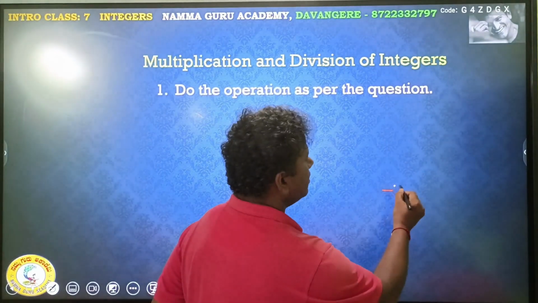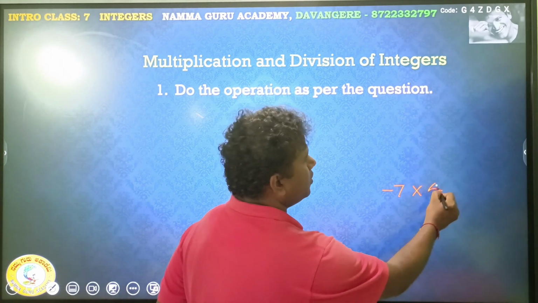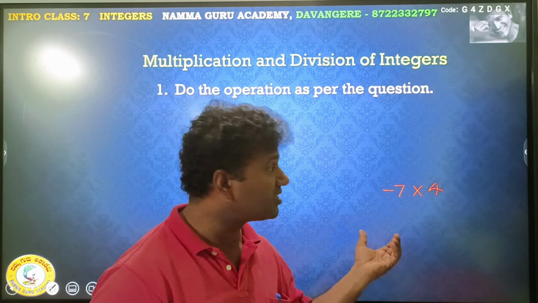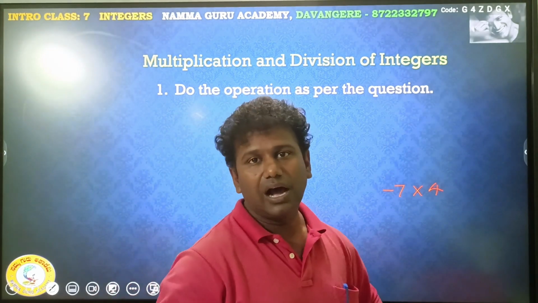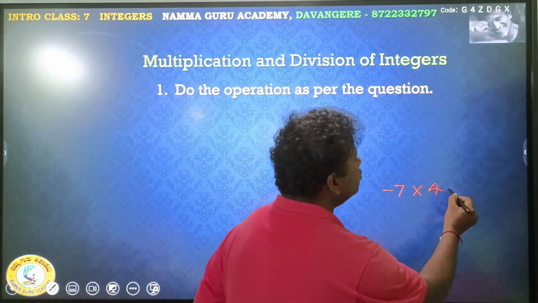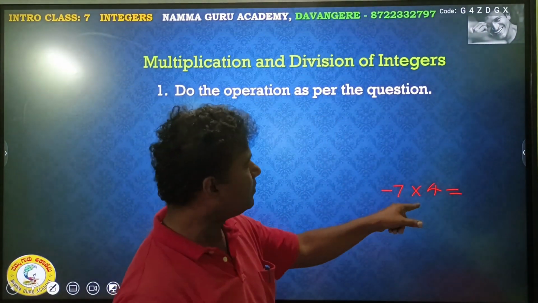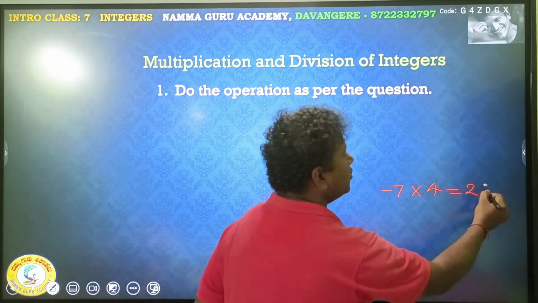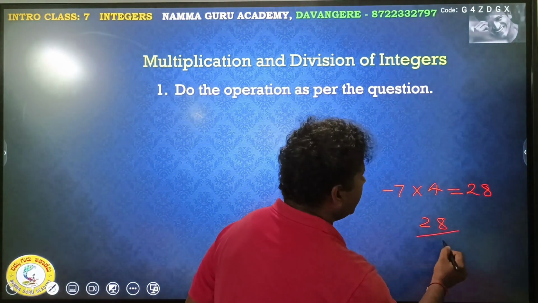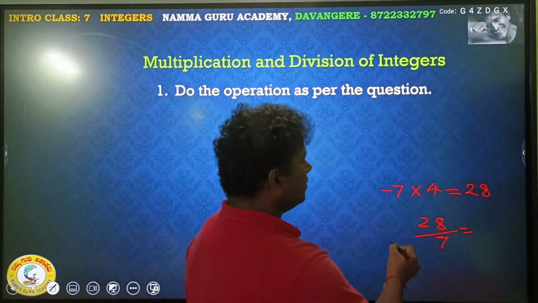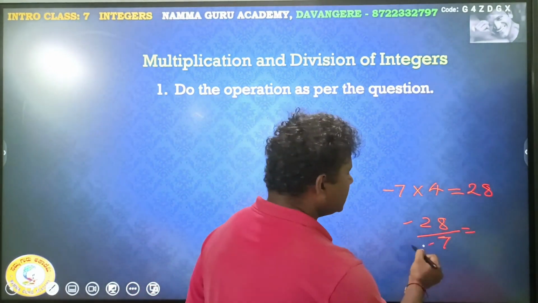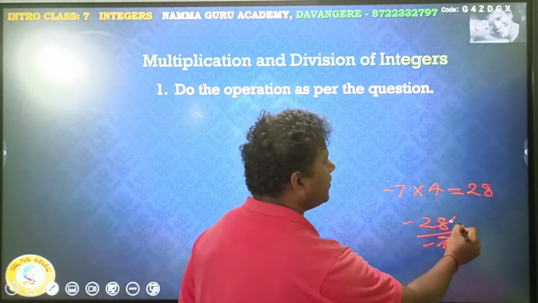For example, if it is given minus 7 into 4, don't bother about the sign, because in addition and subtraction we were giving importance to the sign. If same sign, add. Opposite sign, subtract. In this way we are not going to do anything here. Just do the multiplication, which is the operation here. 7 4s are 28, you write. If 28 divided by 7 was given, the sign may be whatever. You don't bother about the sign. Just divide. 7 1s are 7, 4s are 28.